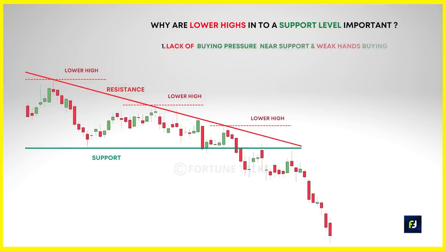Usually when the price drops lower, more demand comes in to push the price higher. But that is not the case for descending triangle, because as the price drops lower, there is still a lack of buying pressure. Instead, the sellers are willing to sell at even lower prices. That's why you get a series of lower highs.